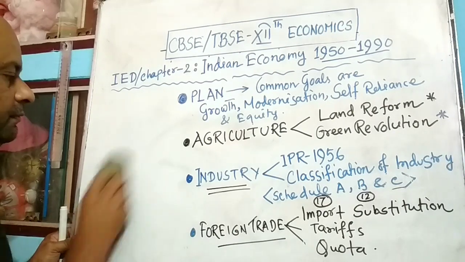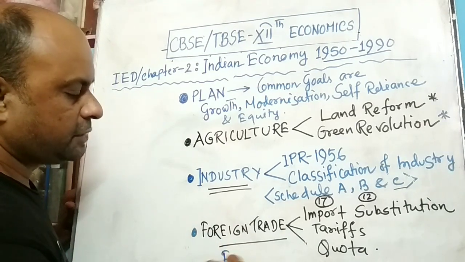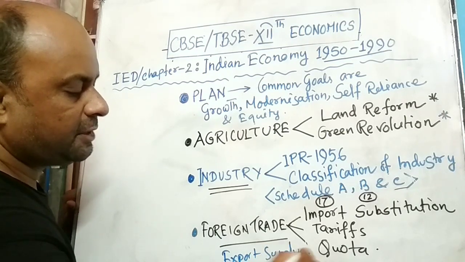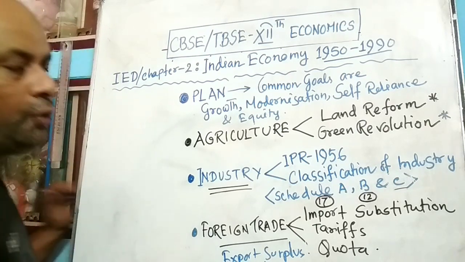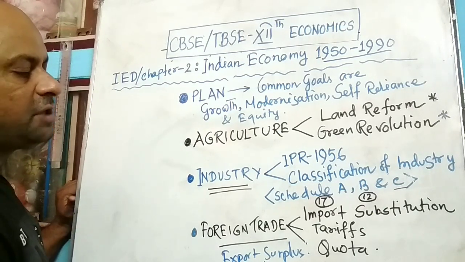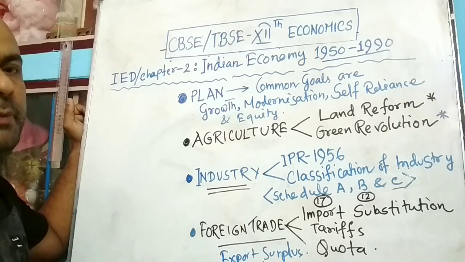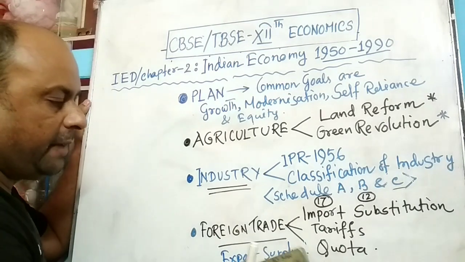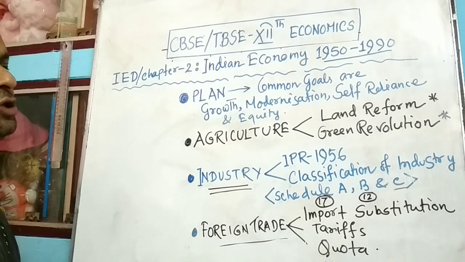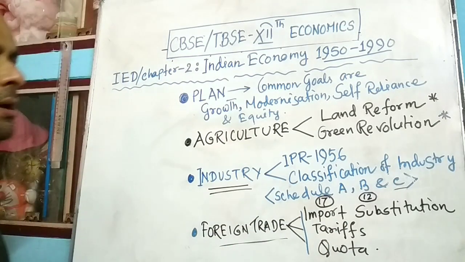Then finally, foreign trade. You know, in the British period, India had an export surplus. Export surplus means our export was more than import, but the gain was captured and absorbed by the British government. How? All the export surplus was used for their own development purpose. They never used the export surplus for the development of India. So after independence, India government adopted the policy of export promotion.